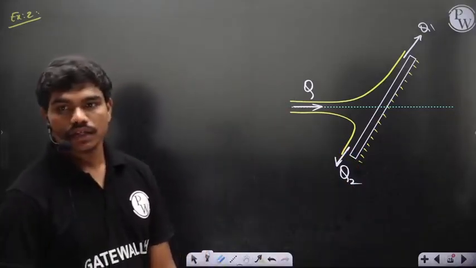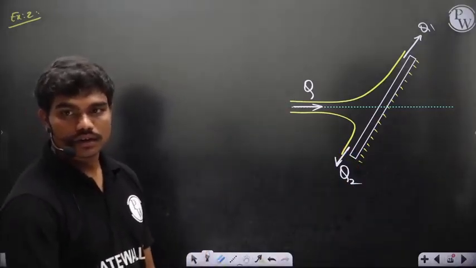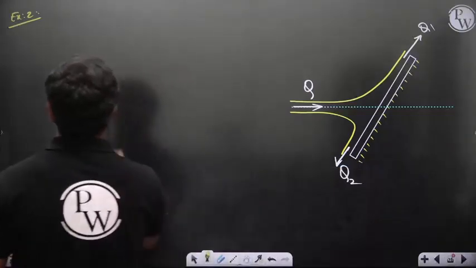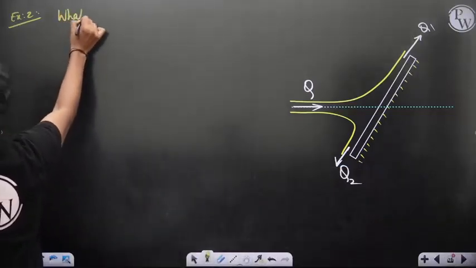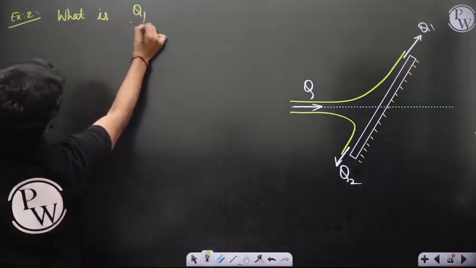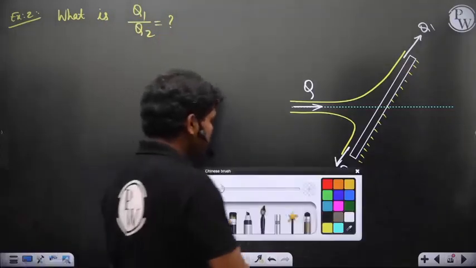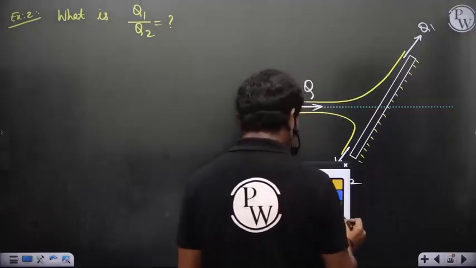Okay, then if this is Q1 and this is Q2, if I ask you what is Q1 and Q2, or Q1 by Q2, what will this ratio be? Because if you know this, you can identify Q1 and Q2 easily. Okay, so let's say this plate is inclined at some angle theta.